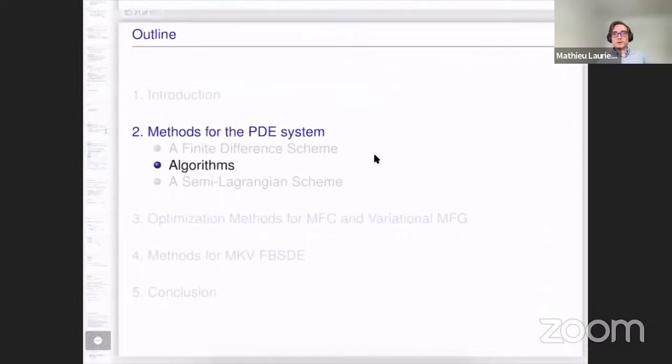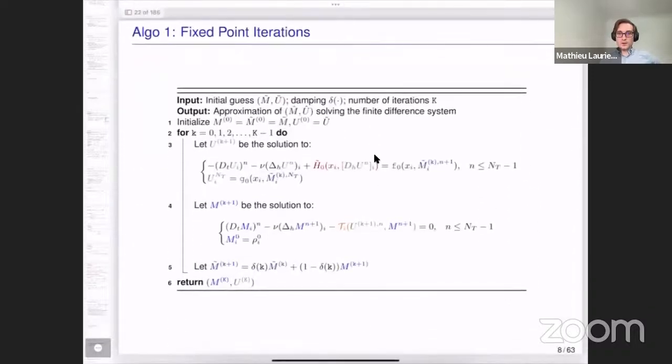So now let's turn our attention to algorithms. How can we solve this discrete system? And by solving, I mean compute u and compute m for every time step and for every point of the grid in space. So if I ask you to come up with an algorithm and you have followed the previous lectures, probably one suggestion you can make is to use fixed point iterations. And maybe you don't even need the previous lectures for that. You have this forward-backward system. A natural idea is to iterate between the forward and the backward equation.